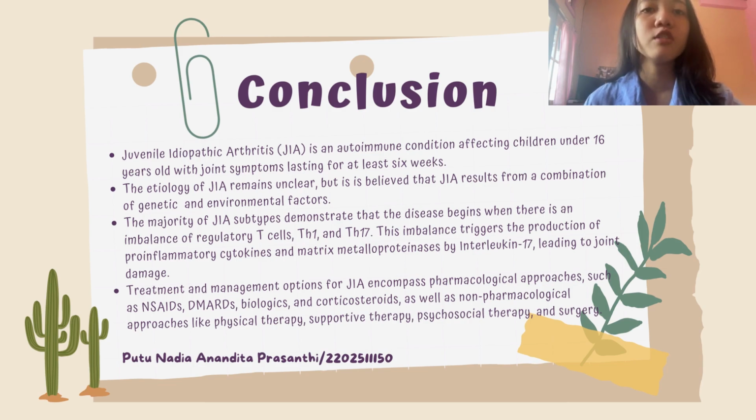Conditions with symptoms similar to juvenile idiopathic arthritis include oligoarthritis, polyarthritis, systemic arthritis, and enthesitis-related arthritis. Treatment and management options for this condition encompass pharmacological approaches such as NSAID, DMARDs, biologics, and corticosteroids, as well as non-pharmacological approaches like physical therapy, supportive therapy, psychosocial therapy, and surgery.